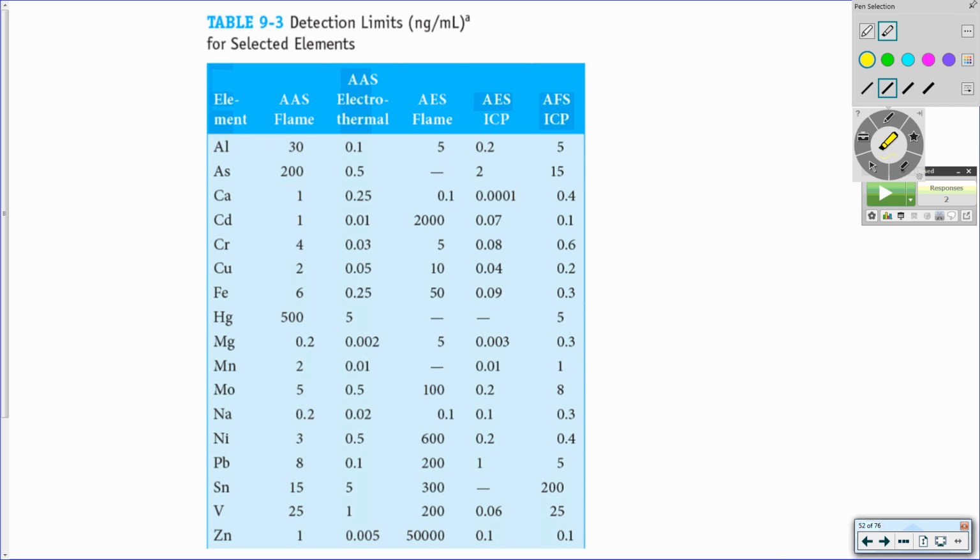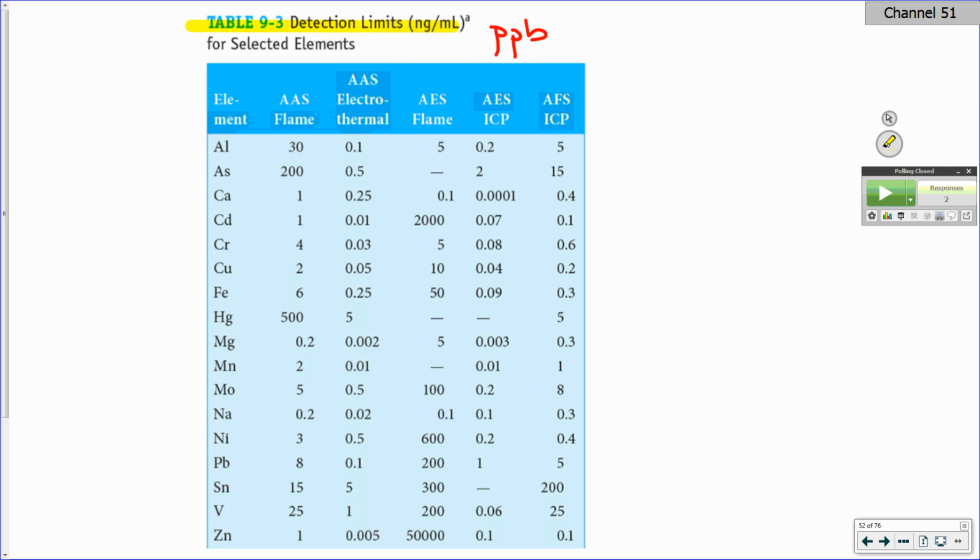This is something just to show you detection limits in nanograms per milliliter. What's a nanogram per milliliter? Per billion. Yeah, it's a part per billion. And what the different techniques are capable of doing. So we've talked about the flame techniques versus the electrothermal. So most of the metals in flames are in the low part per billion level. Some things like mercury are not that good. Arsenic's not that good. But most of them are in the few part per billion level.